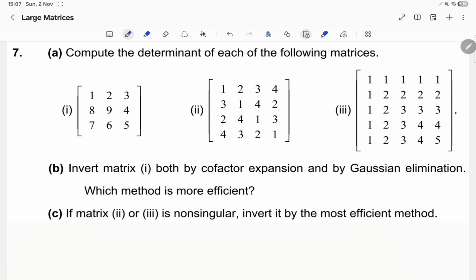These matrices should be larger than those seen at A level. Let's get started. A. Compute the determinant of each of the following matrices.